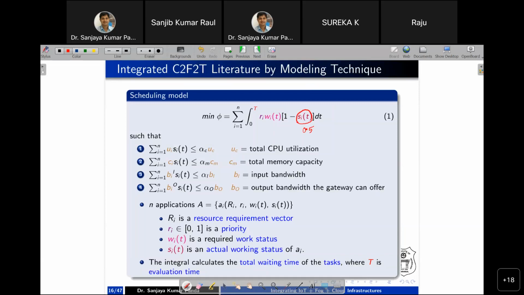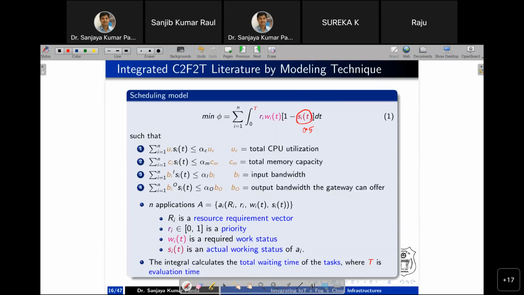And you are observing this over a particular period of time. Let the period be from 0 to T. You have started at, let's say, 8 p.m. and you want to complete it by 8:30. So that is your period, 8 to 8:30. That is considered as your 0 to T.